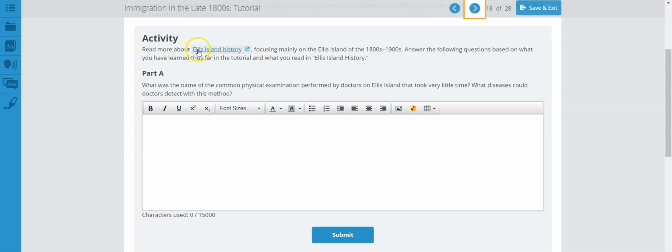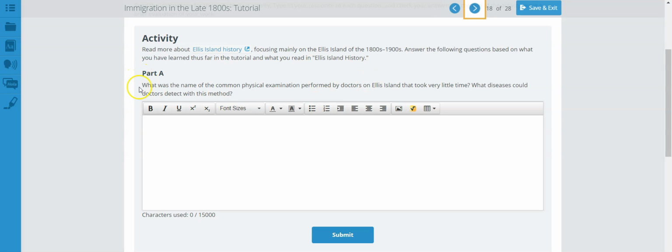Read more about Ellis Island history, focusing mainly on the Ellis Island of the 1800s to 1900s. Answer the following question based on what you have learned thus far in the tutorial and what you read in the Ellis Island history. This is why I keep on reminding you to use your notebook to take notes throughout the tutorial, because then you don't have to go back to the tutorial. You have all the information in front of you.